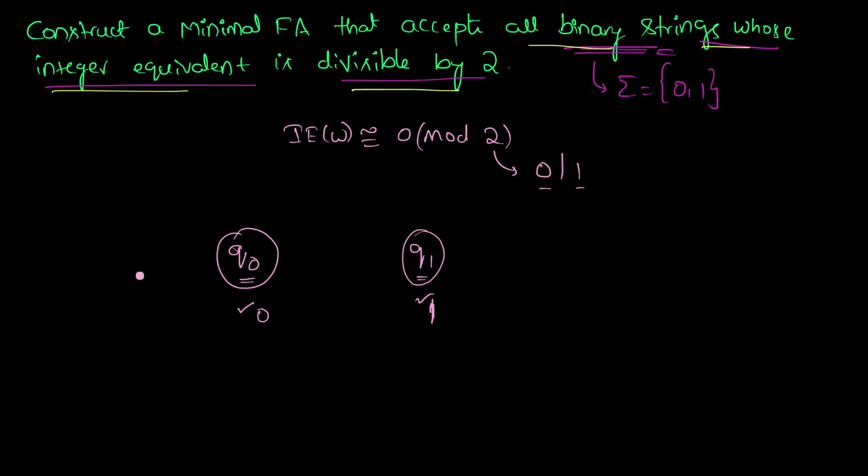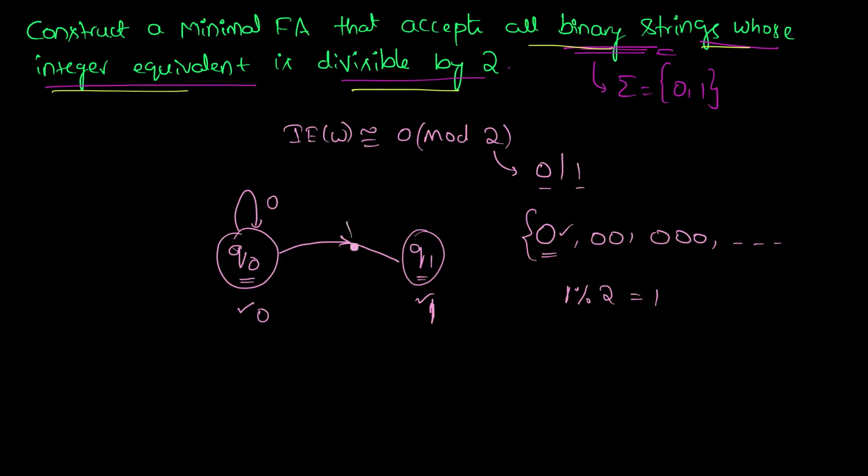So how do we draw the transitions over each of these states? Now let's consider the minimal string. 0 is our minimal string, and this is in our language. On seeing 0, or any number of zeros for that matter, I will be in Q0 itself, because when we divide this number by 2, it leaves a remainder 0, right? On seeing 1 at Q0, the remainder when we divide 1 by 2 is 1. So I go to Q1 on seeing 1, right?